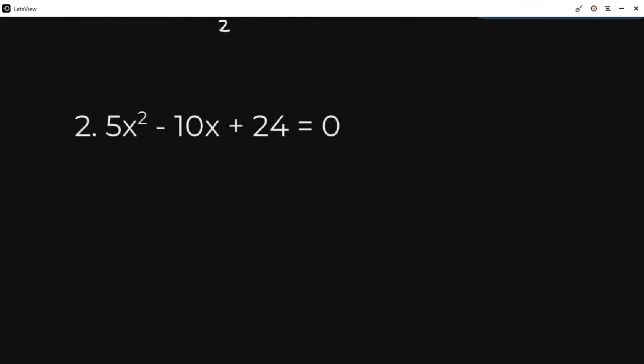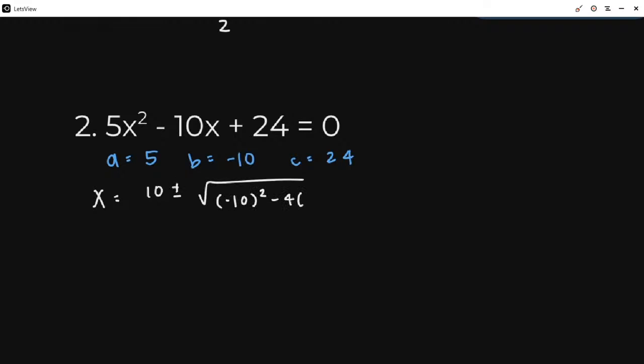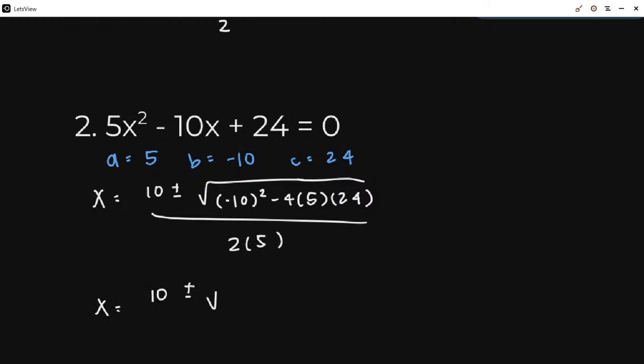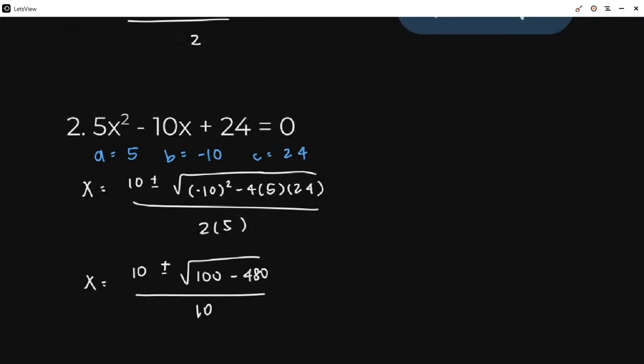Okay, next one we have 5x squared minus 10x plus 24. So a is 5, b is negative 10, and c is 24. So we're going to plug this into our equation, and simplify. So I get 10 plus minus square root of 100 minus 480 over 10. And then that will give us x equals 10 plus minus square root of negative 380 over 10.